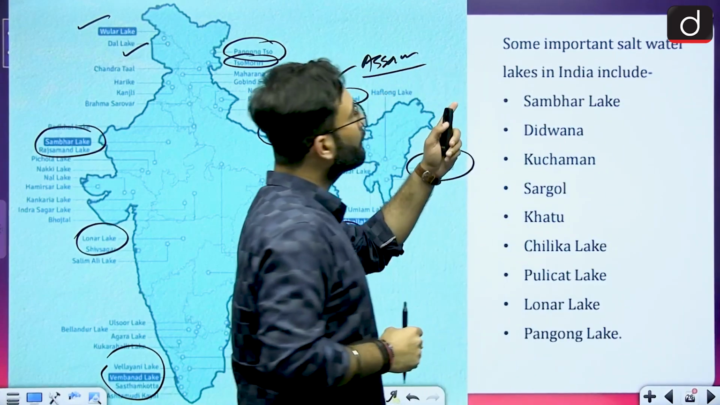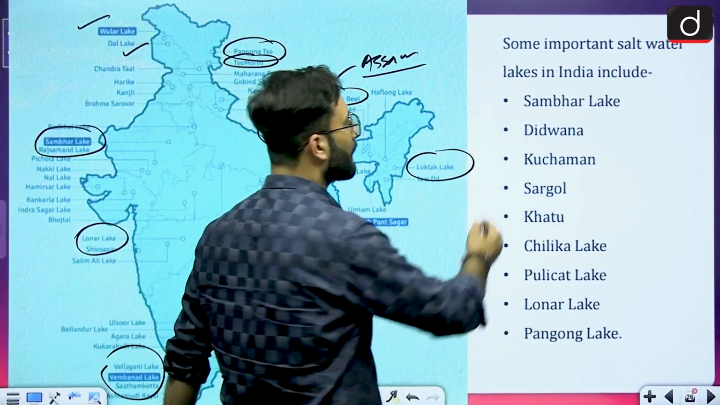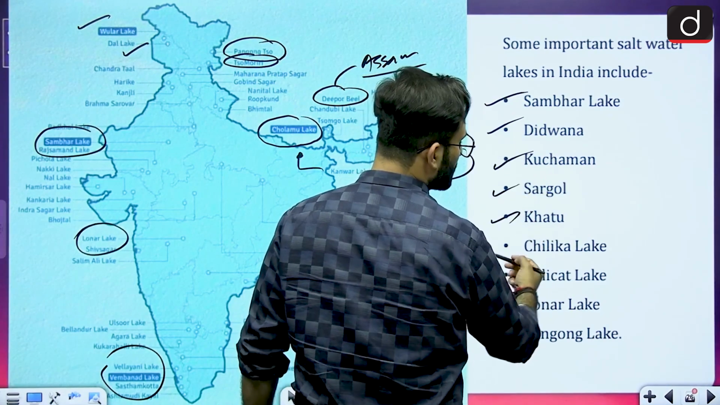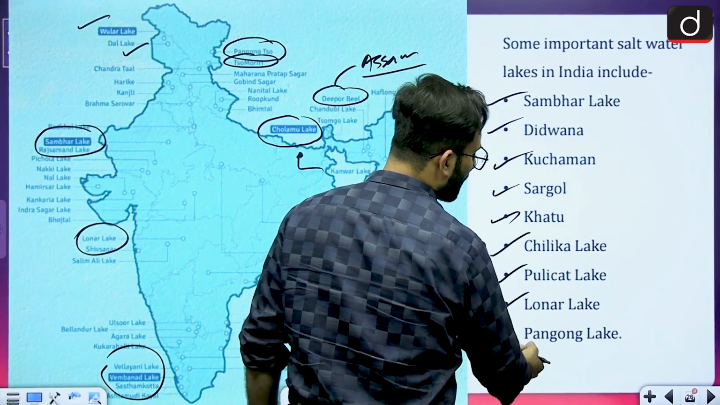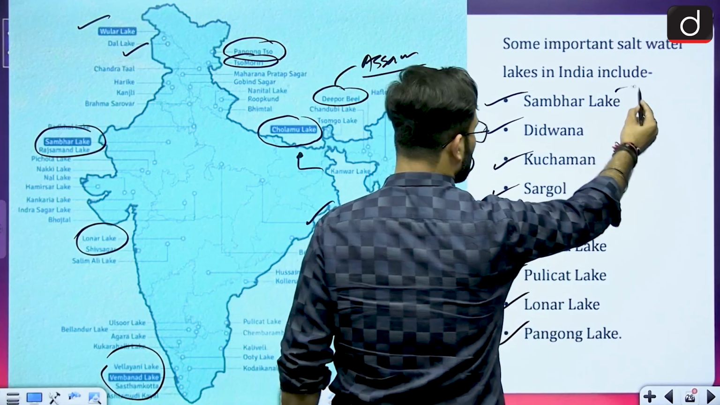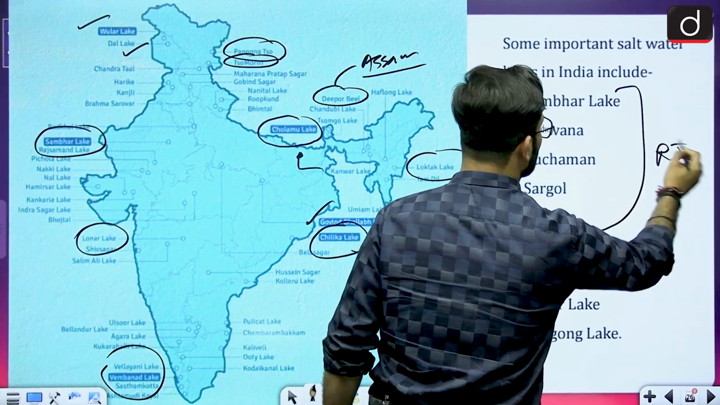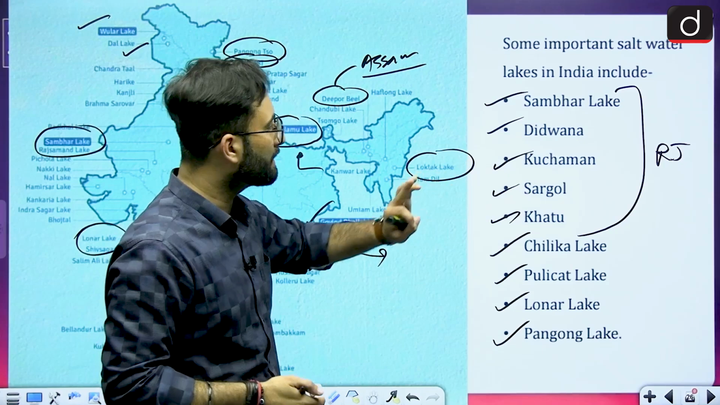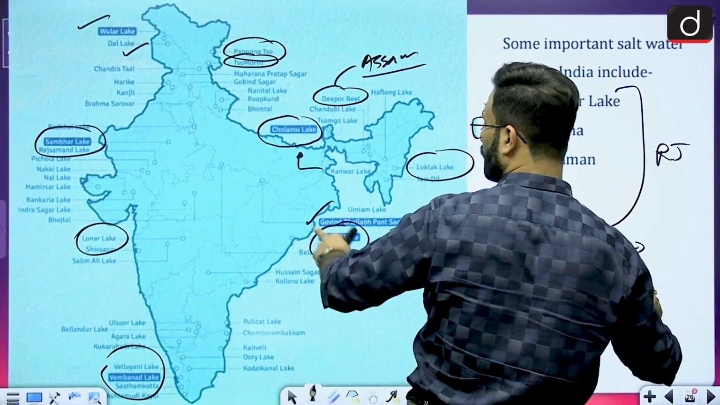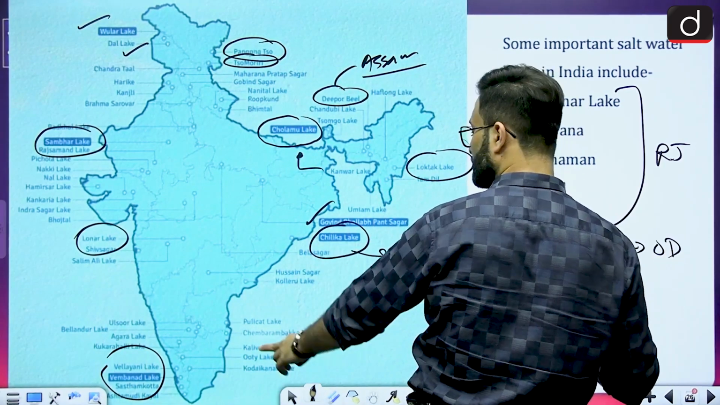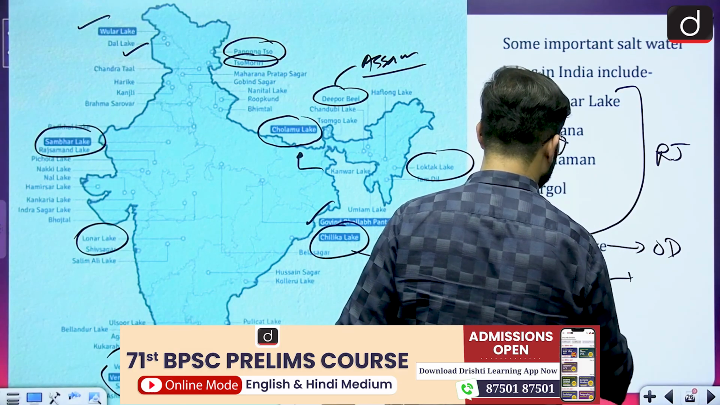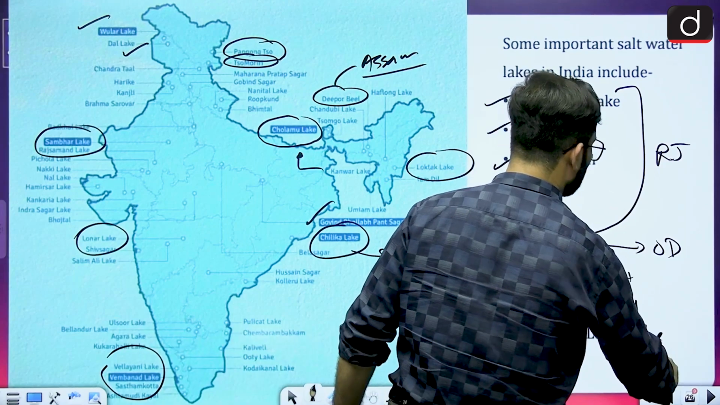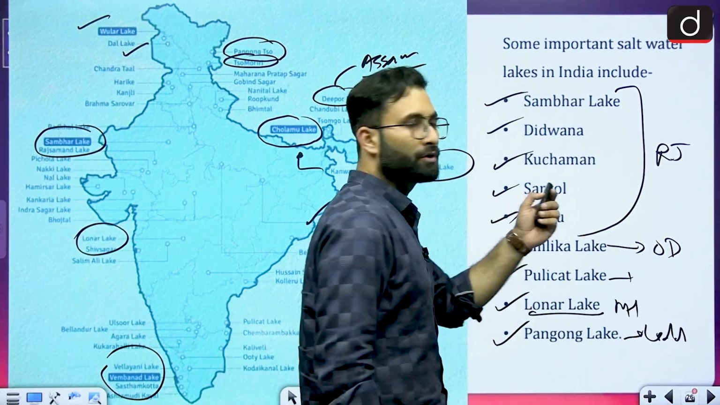Other than that, when we talk about the saltwater lakes in India, here we have Sambhar, Deedwana, Kuchaman lake, Sargol, Khatu, Chilika lake, Pulikat lake, Lonar lake and Pangong lake. Now these lakes are there in Rajasthan: Sambhar, Deedwana, Kuchaman, Sargol or Khatu. Chilika lake is there in Odisha, which we have already seen. Pulikat lake is somewhere over here in southern India. Then Lonar lake, we have seen, is in Maharashtra. Pangong is in Ladakh, we have seen. So that is something you should remember.